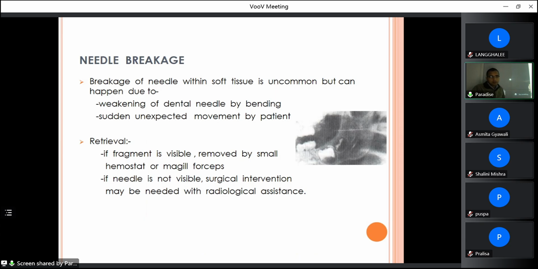Needle breakage. Breakage of a needle within soft tissue is uncommon, but can happen due to weakening of the dental needle by bending or sudden unexpected movement of the patient. For retrieval, if the fragment is visible, remove it with a small hemostat or Magill forceps. If some part of the needle is visible, you can just hold it using either a needle holder or artery forceps. If the needle is not visible, surgical intervention may be needed with radiological assistance. First, you have to take the radiograph, identify the needle, then explore surgically.